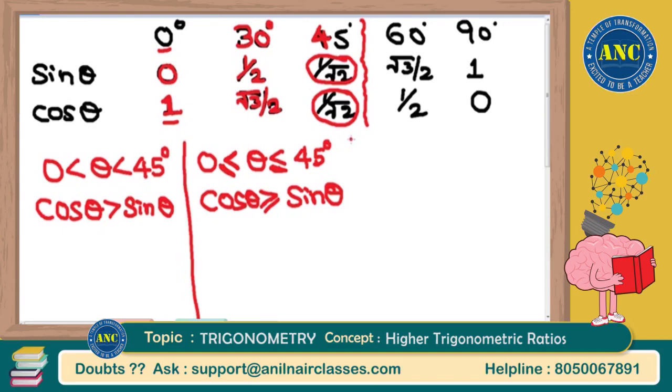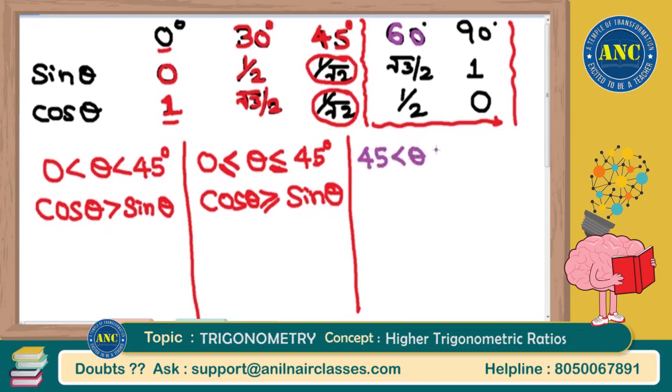Now, this is with respect to angles up till 45 degrees. Till 45 degrees, we learned this. What about the values greater than 45 degrees? Suppose I take 60 degrees for that value. I hope you are able to understand the logic. Theta is greater than 45 and less than 90 degrees.